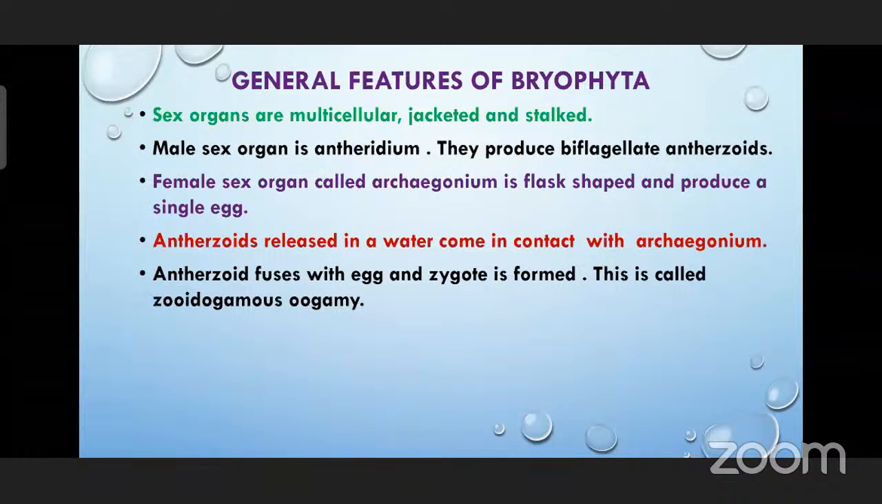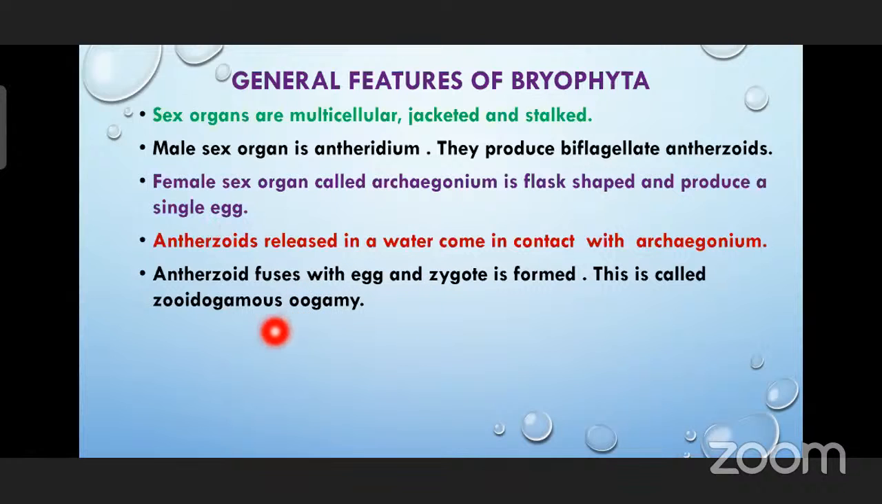This is called zooidogamous oogamy, where these antherozoids are going to reach the single egg which is present in the archegonia. So remember the terms. The new terms introduced for you are antheridium, the male sex organ, and archegonium, the female sex organ. The male gametes are called antherozoids, and the female gamete is nothing but the single egg in each archegonium.